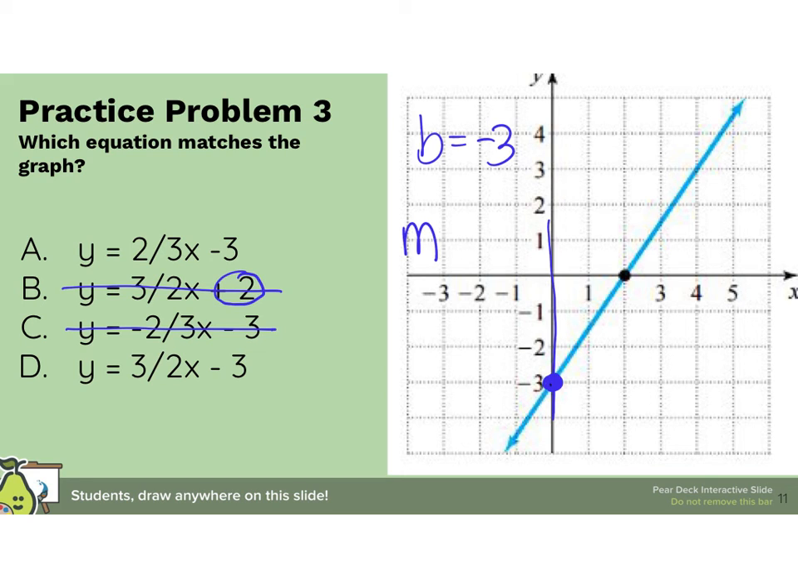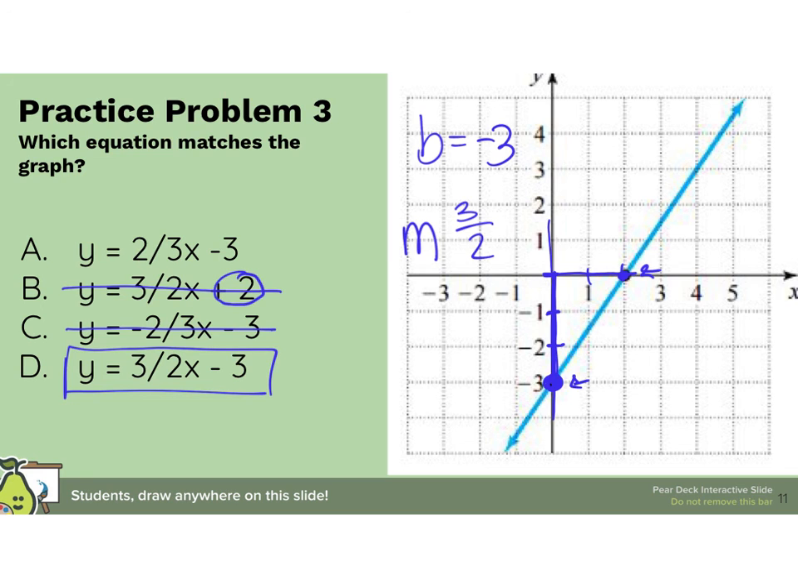So to get from this point to this point, how far up do I go? 1, 2, 3. And then the denominator is how far to the right? 1, 2. Why do I keep doing that? 2. So the slope is 3/2, not 2/3. So choice D is the equation of this line.